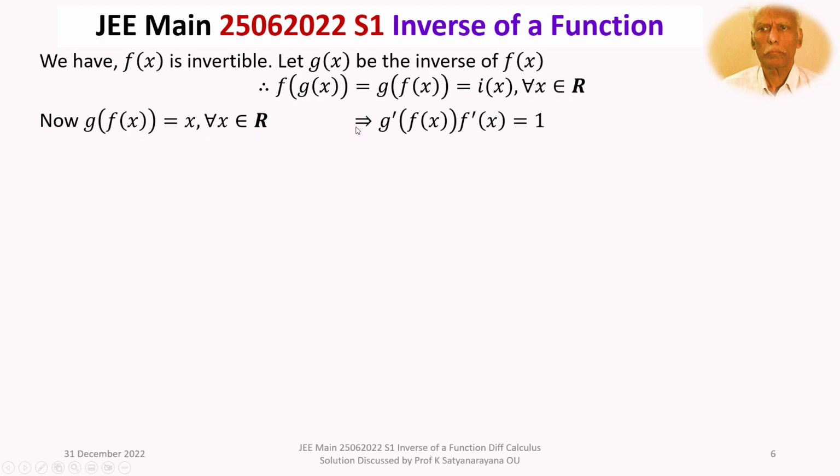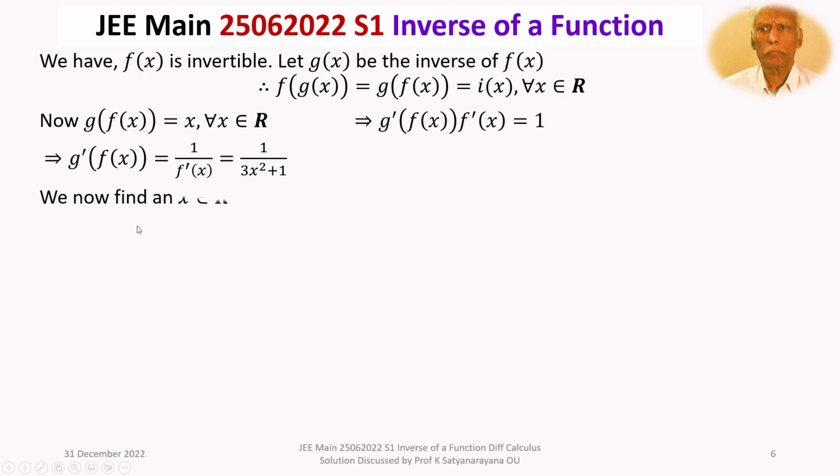Now differentiate both sides with respect to x. Now use the chain rule. g prime of f of x, times f prime x, is equal to the derivative of x, that is equal to 1. This will imply g prime of f of x is equal to 1 by f prime x, and that is equal to 1 by 3x square plus 1.